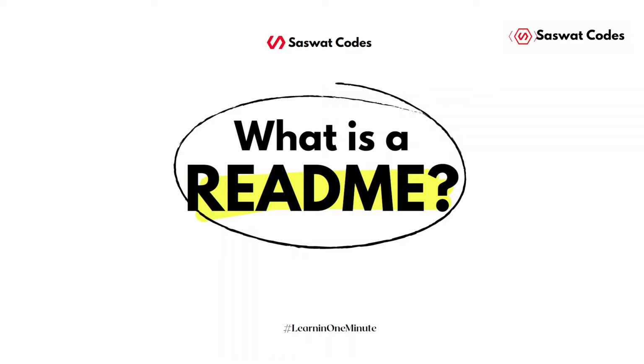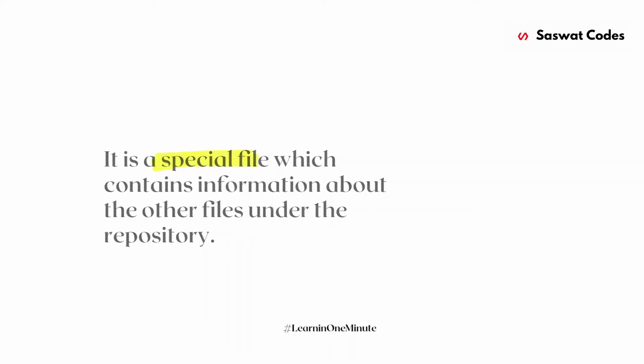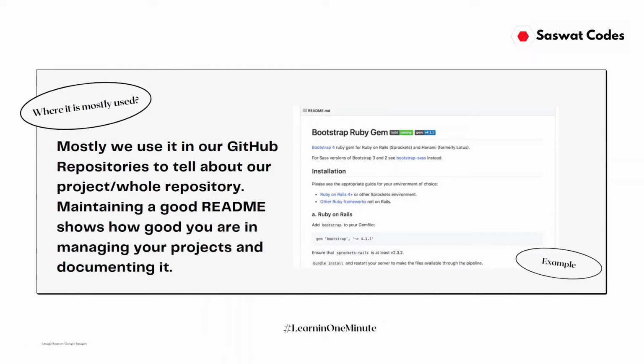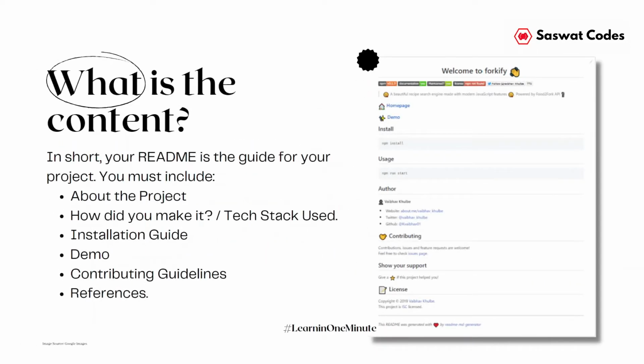Today in this series we will learn about what is a README. So README is a special file which contains information about the other files under the repository. We mostly use it in our GitHub repositories to tell about a project and the whole repository. Maintaining a good README shows how good you are at managing your projects and documenting them. So there should be content, and in short as said, your README is the guide for the project.